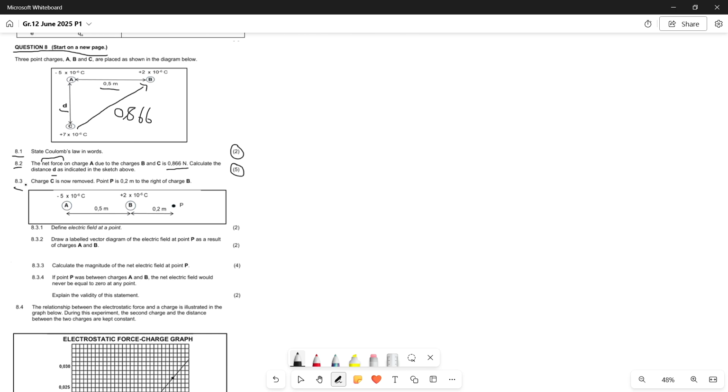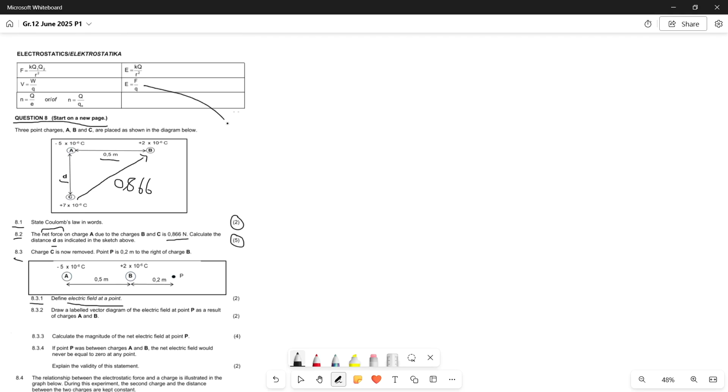Okay, and then 8.3 over here says charge C is now removed. Okay, so this guy is gone. Point P is 0,2 meters to the right of charge B. So we have charge A, the same charge as we did here. Charge B remains, C is now gone, and now we are looking at point P to the right of both of these charges. So 8.3.1 says define electric field at a point.